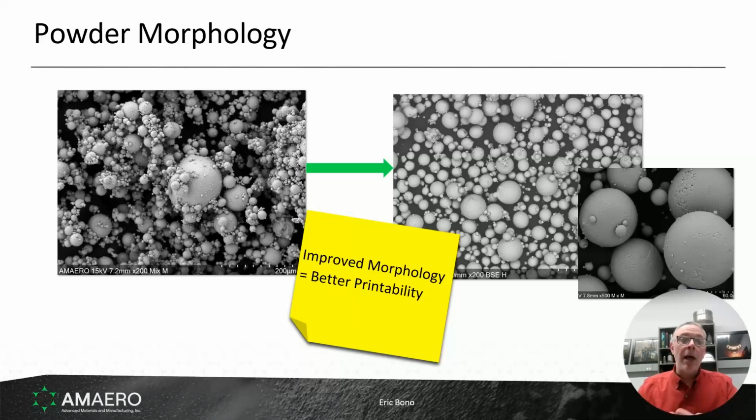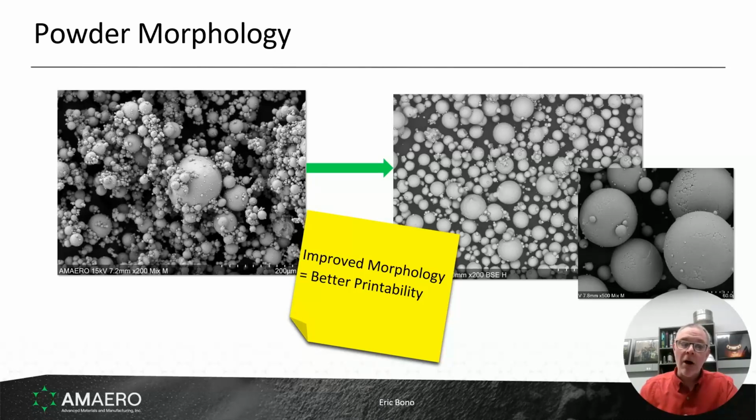Number two, apparent and tap densities play a critical role in printing. Having spherical powder allows it to flow and pack more efficiently. By more tightly packing the powder particles together, you typically can melt a larger area with less energy. That means faster production rates, and that's a big deal.